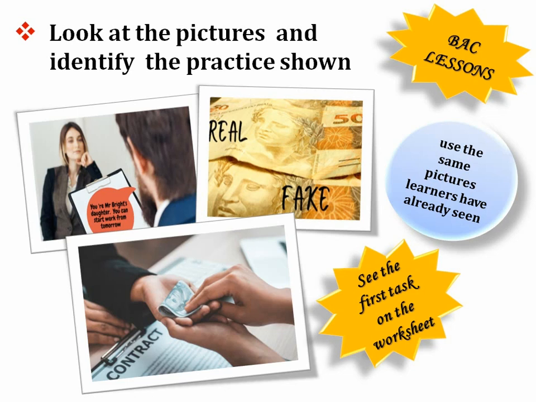The second part of the memory game is to make learners label or identify the names of unethical practices shown on the pictures given on the handout. For more details, check the first task on the worksheet that you can download using the link in the description box below. At this stage, it is advisable to use the same pictures learners have already been exposed to in the first part of the game.